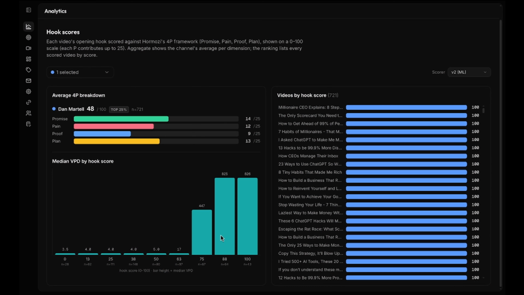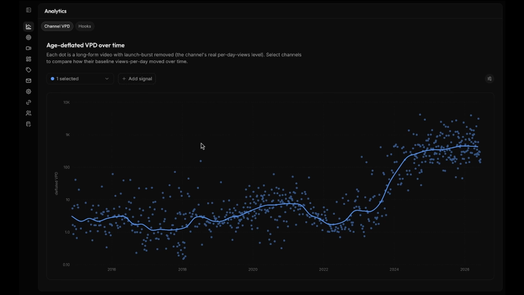And he has a much more dramatic, pronounced correlation here. So when he scores 88 and above, his VPD is around 800. When he drops the hook score to a 75, his VPD cuts in half. And then when you go down to below a 75, his VPD is abysmal compared to what he had before. And then if we look at Dan's channel over time, we see a similar trend in views with a fairly dramatic inflection here in about 2023.